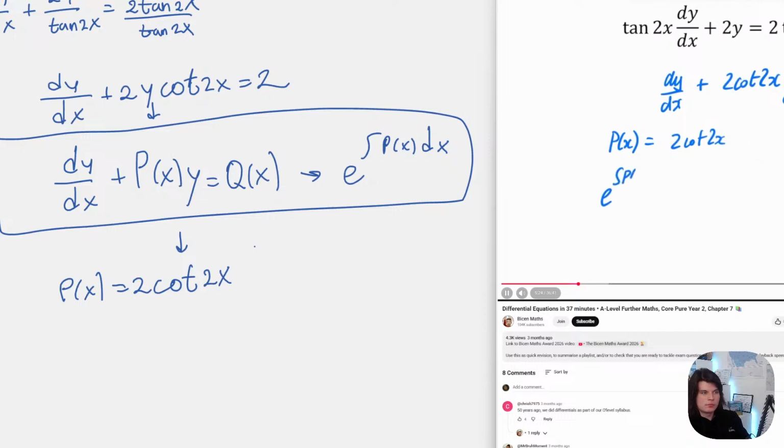to the integral of p of x with respect to x. If you want to, you can integrate this somewhere else on the page, but I'm just going to do it right here. So it's going to be e to the integral of 2 cot 2x dx.